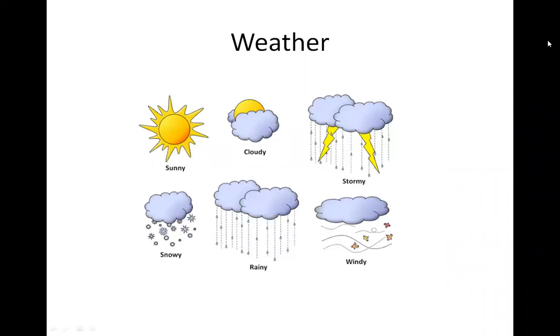The short-term changes in the atmospheric condition at a particular place is known as weather, like temperature, humidity, fog, etc. Weather affects the daily life of people.